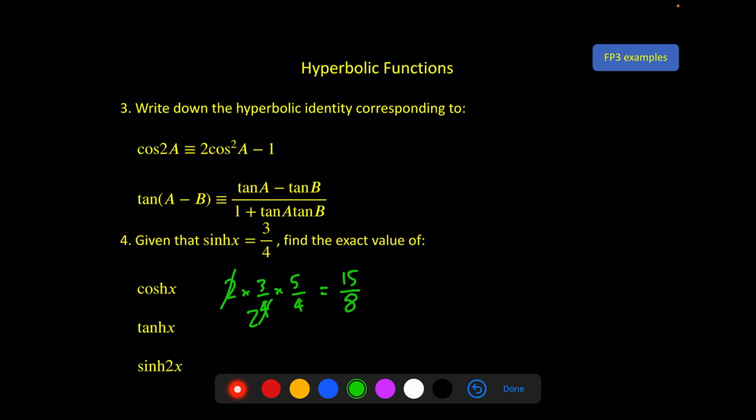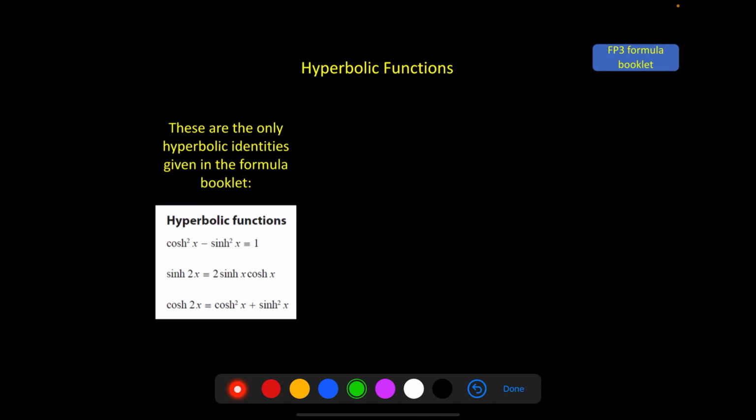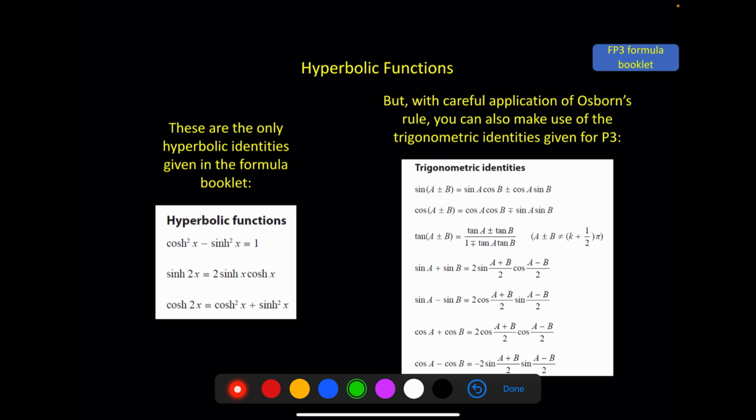And that is the end of the examples. A quick note on what's in the formula booklet. There are only these three given to you. But everything we've just said about Osborne's rule means that as long as you're careful, you can manipulate and transform all of the trigonometric identities in the P3 section as well.